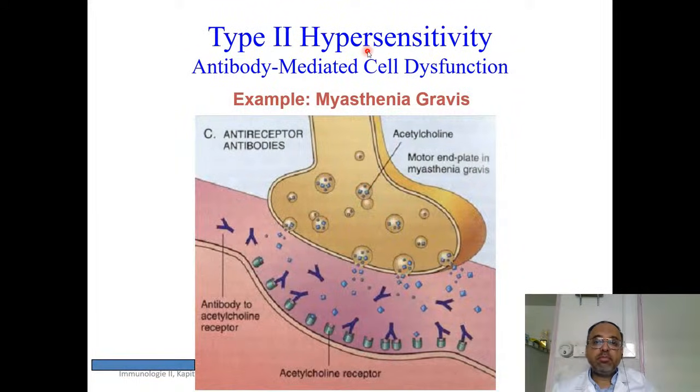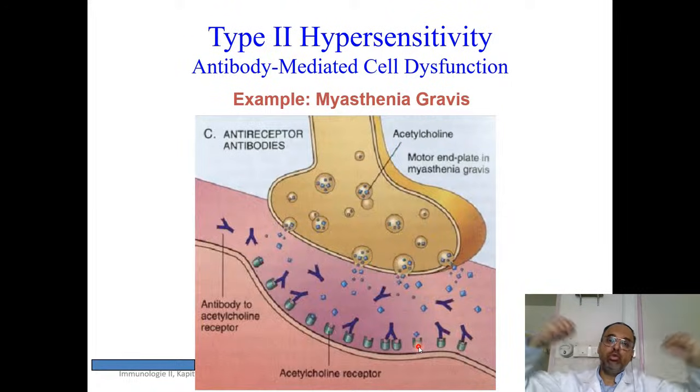Here I have another example of type 2 hypersensitivity. We have a disease named myasthenia gravis. Myasthenia means muscle weakness, and gravis means severe. In some cases, antibodies are produced against what is called acetylcholine receptor. So in order for us to contract our muscles and to move our body, acetylcholine needs to be released from nerve endings in the muscles.